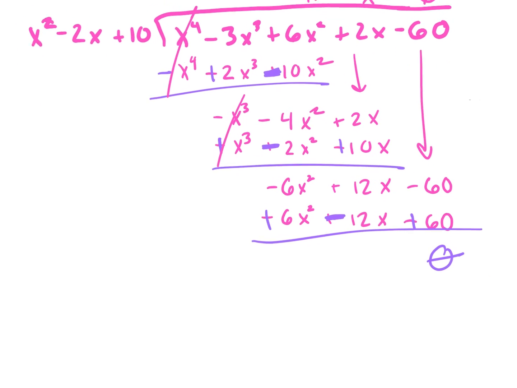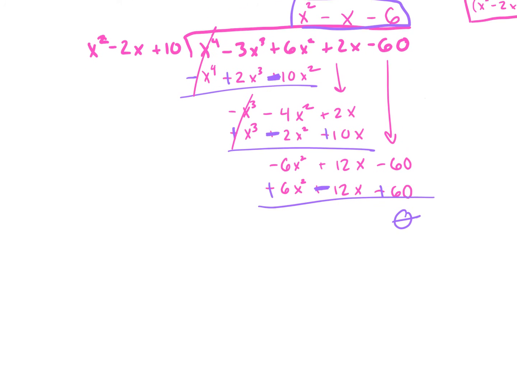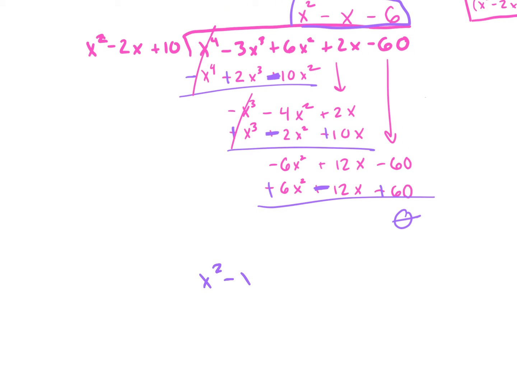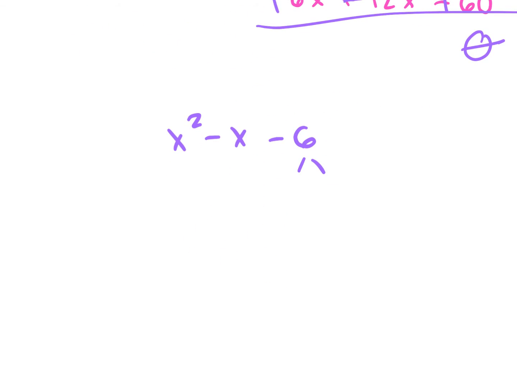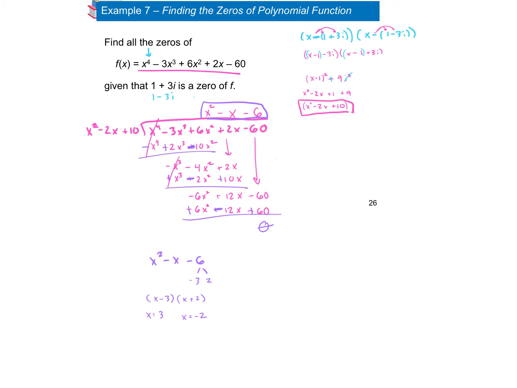So now we know that this up top here, x squared minus x minus 6, is also a factor. So we can break this down more. X squared minus x minus 6. Do we have two factors of negative 6 to add to negative 1? Negative 3 and positive 2. So this would be x minus 3 times x plus 2. X is equal to 3 and x is equal to negative 2. So these are our 4 zeros here. We have 1, 2, 3, 4.